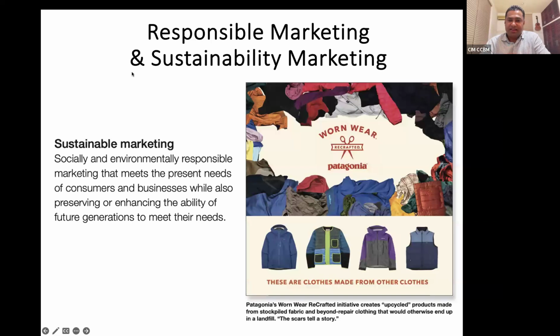You can see, for example, in this Patagonia, right? This is a brand. These are clothes made from other clothes. So it's a recycle. And you might think, do people really buy this? Who wants to buy clothes made from others' clothes, right? So Patagonia has Worn Wear ReCrafted, an initiative, and they call it upcycled products made from stockpiled fabric and beyond repair clothing that would otherwise end up in a landfill. The scars tell a story.